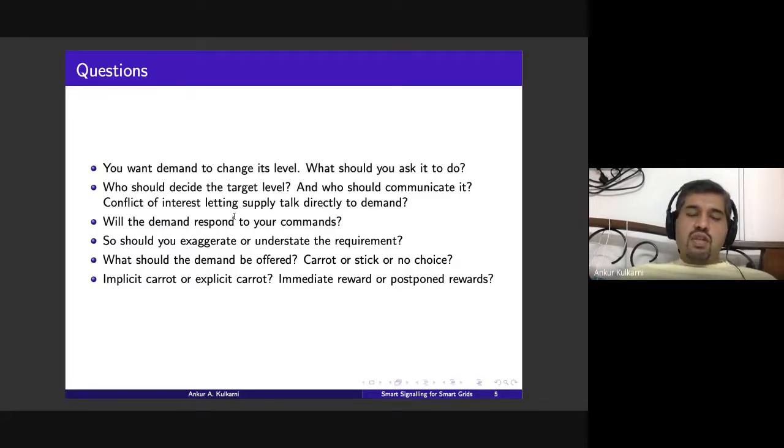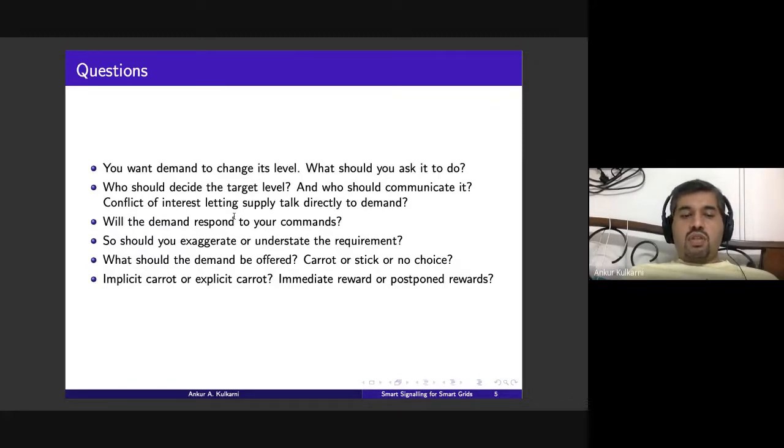Now, even if whoever sent the command to the demand to change its target level, will the demand respond to your command? What is the guarantee? How do you know that would actually happen? If they are not going to respond, or if they are going to respond in approximate or inaccurate ways, how should you compensate for it? Should you exaggerate your requirement or understate the requirement? What should be the approach?